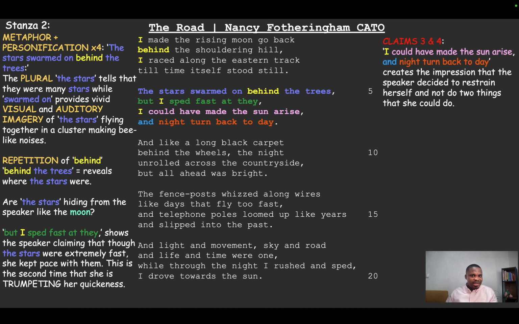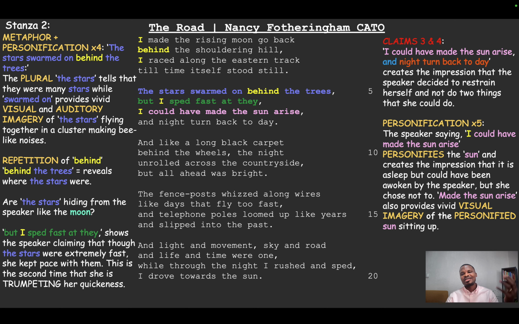I raced, and now she's also saying sped. Now, the third and the fourth claims is I could have made the sun arise and night turn back to day. So here, again, creates the impression that the speaker decided to restrain. This time, she decided to restrain herself, and not do two things that she could: make the sun rise and turn night back to day. So there's this sense of restraint. Like arrogance, but then restrained in my actions.